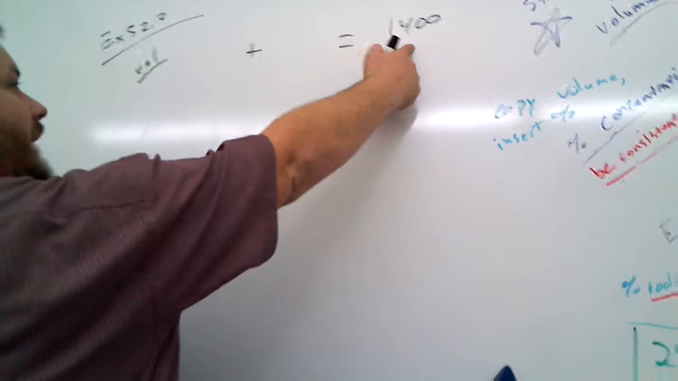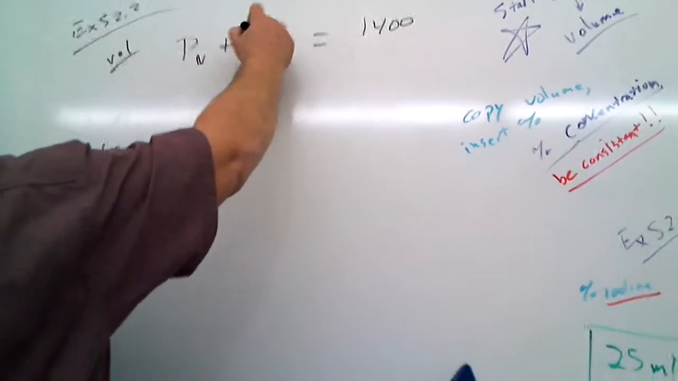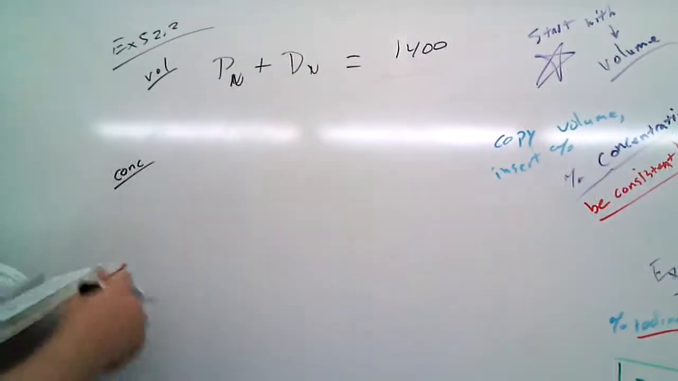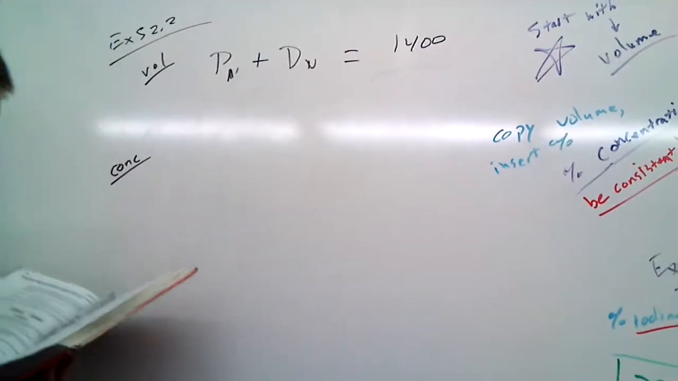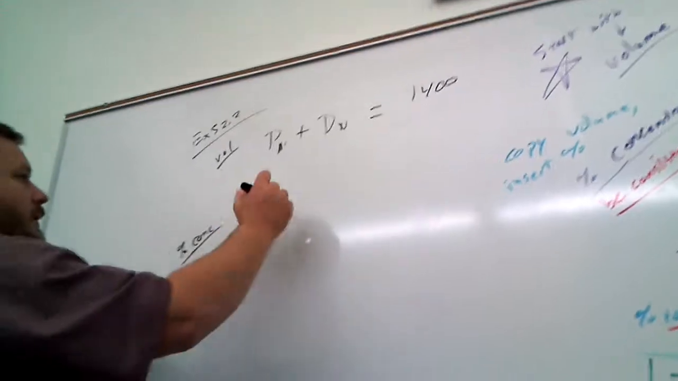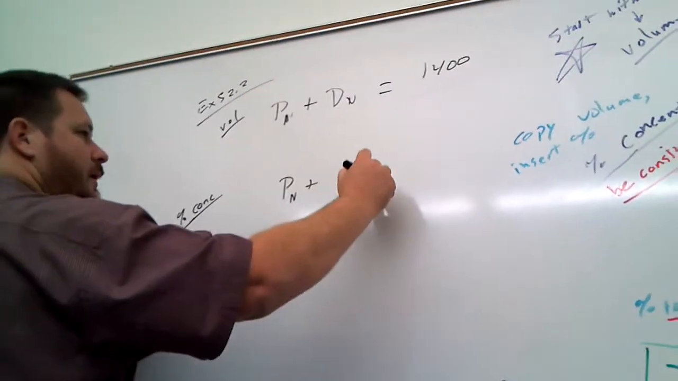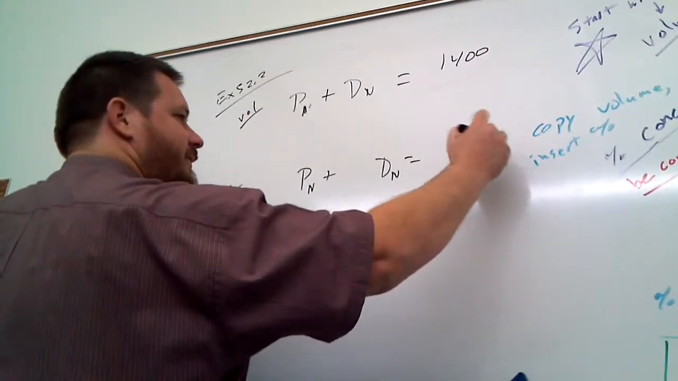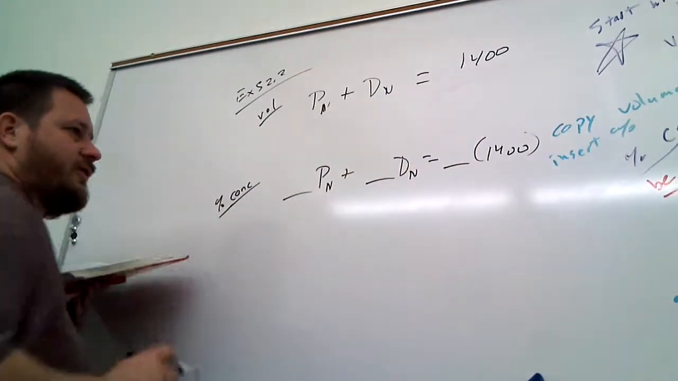All right, so if we have the ending volume, we don't know how much of this, we don't know how much of this Patrick and Diana poured in. And how do I get my concentration equation? Copy that down, leaving some space for the concentrations in front.